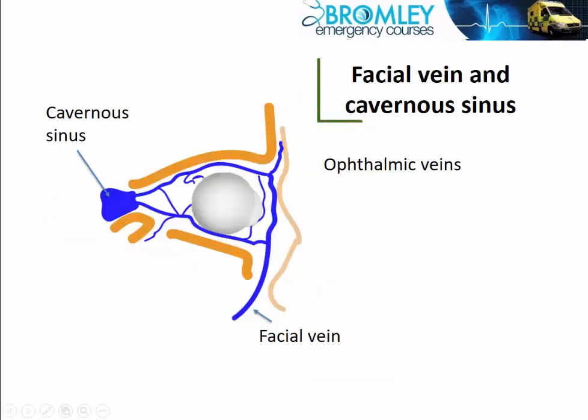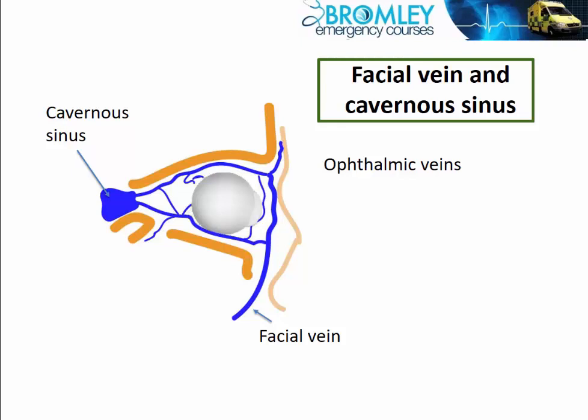The veins in the face are very variable, and we don't need to worry too much about the details, other than being aware that there are connections between the facial vein and the cavernous sinus. Now, of course, the cavernous sinus receives blood draining from a range of areas, from intracranial and other areas. And it also has the ophthalmic veins draining into it backwards from within the orbit. Now the facial vein has connections to ophthalmic vein which connect into the cavernous sinus.